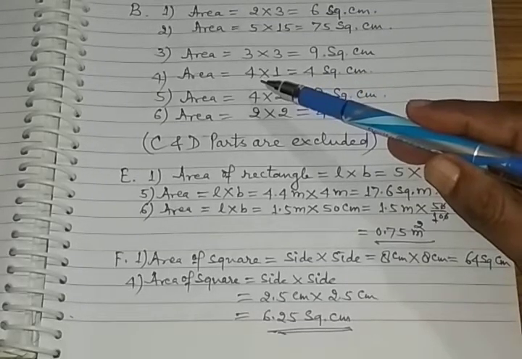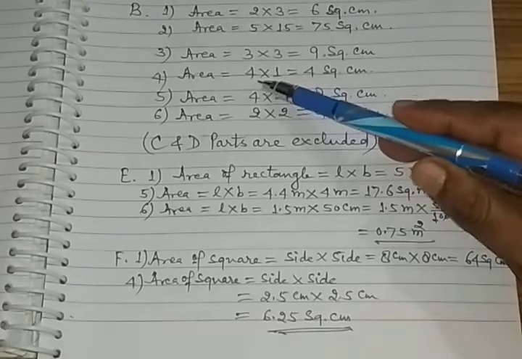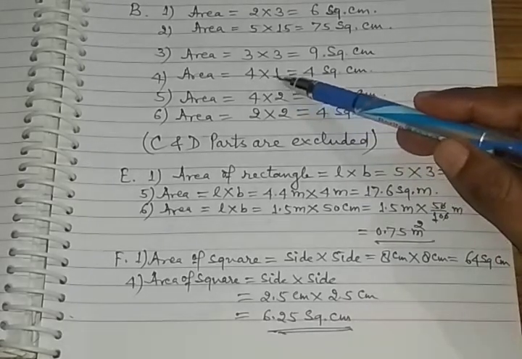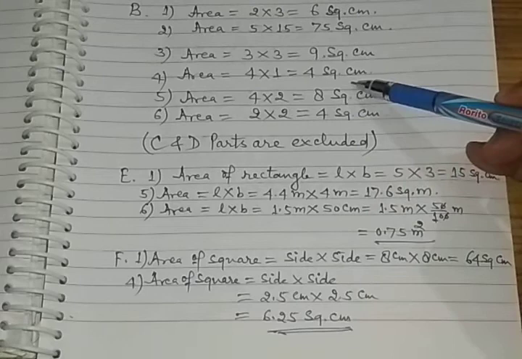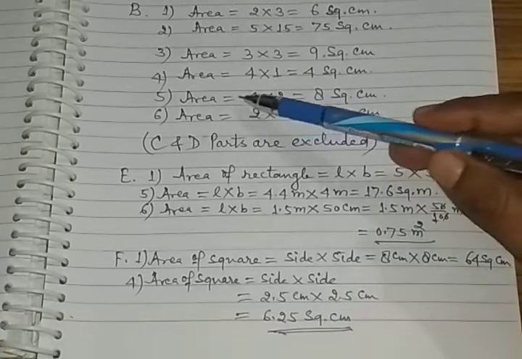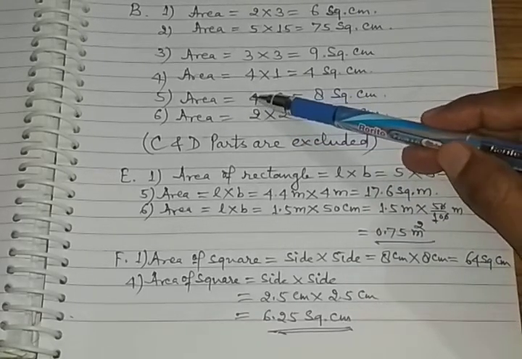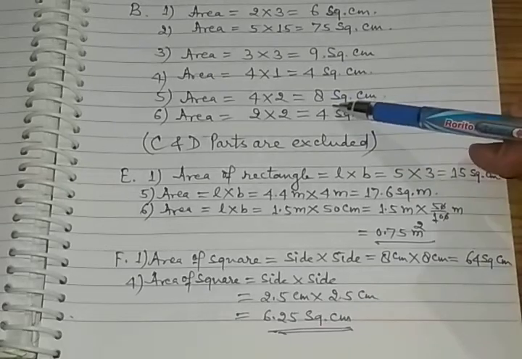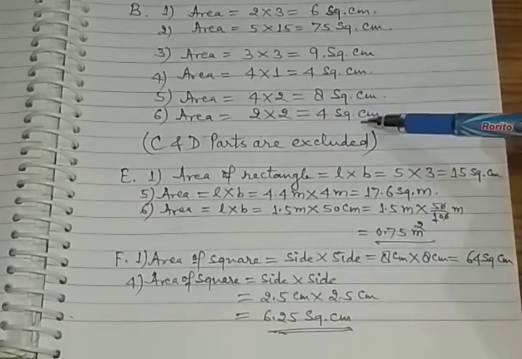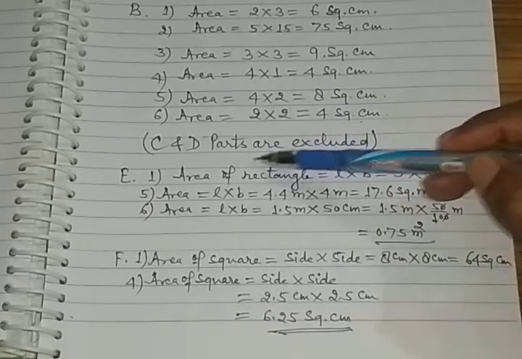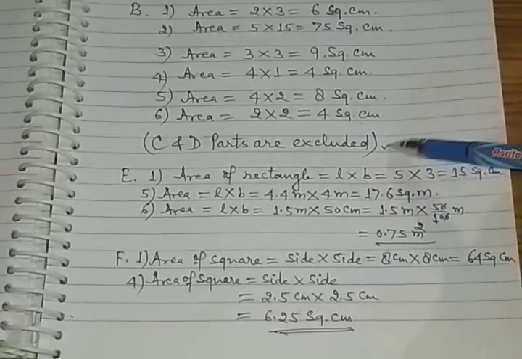Now fourth part, area is equal to length into breadth, length is 4 and breadth is 1, so 4 into 1, that is 4. In fifth part, area, length into breadth, length is 4, breadth is 2, 4 twos are 8. In the same way here also, C and D parts are excluded, these are not in the syllabus.